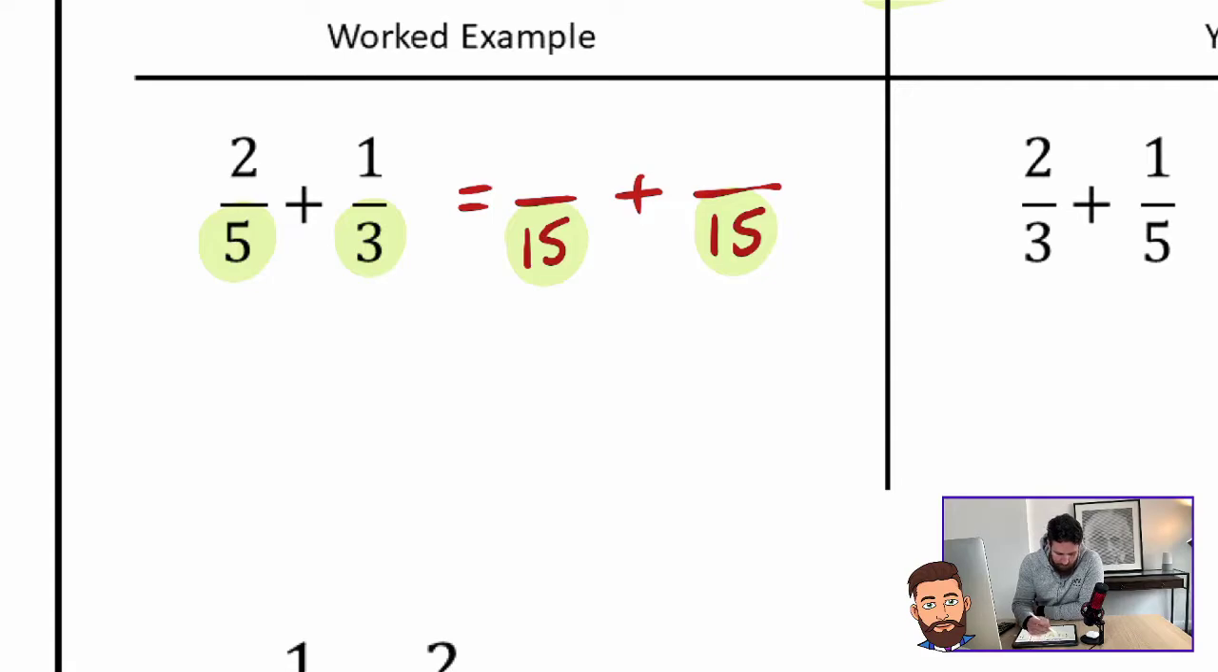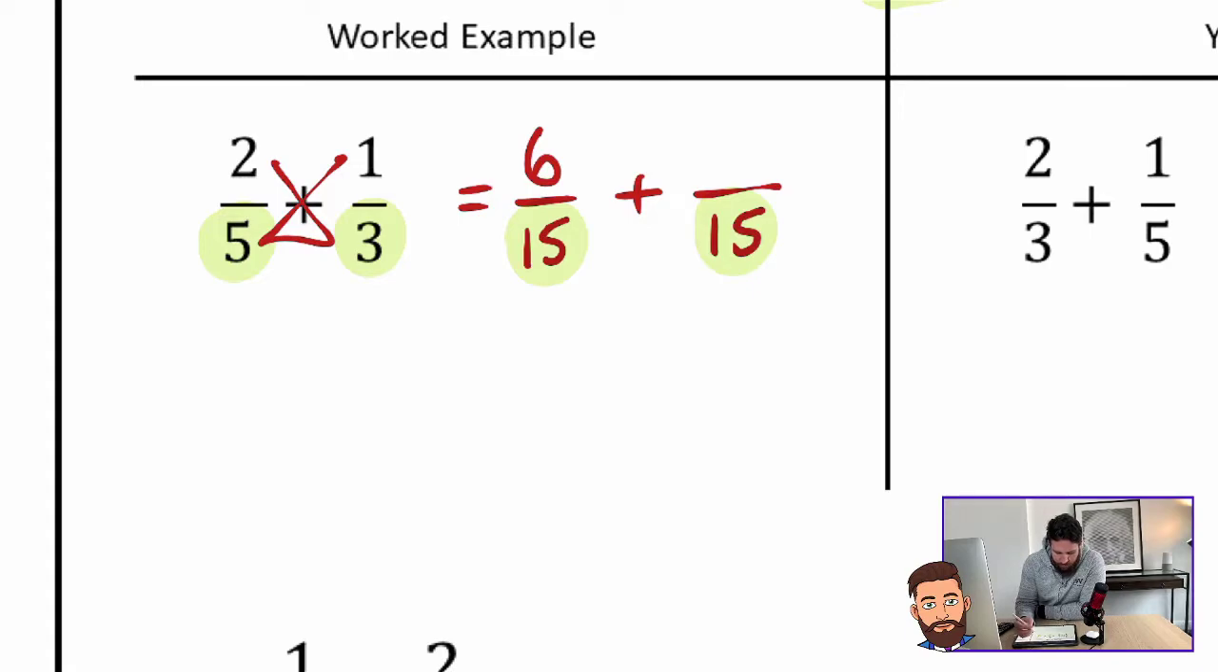But a lot of students like this because how do I get the bottom number? I follow the lines. 5 times 3. 5 times 3 is 15. How do I get this one? I follow the lines. I do 3 times 2 is 6.